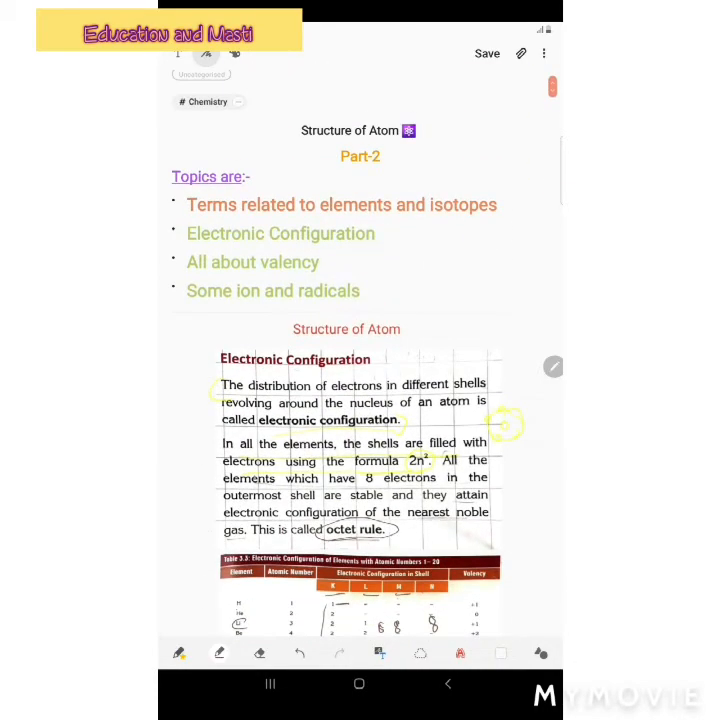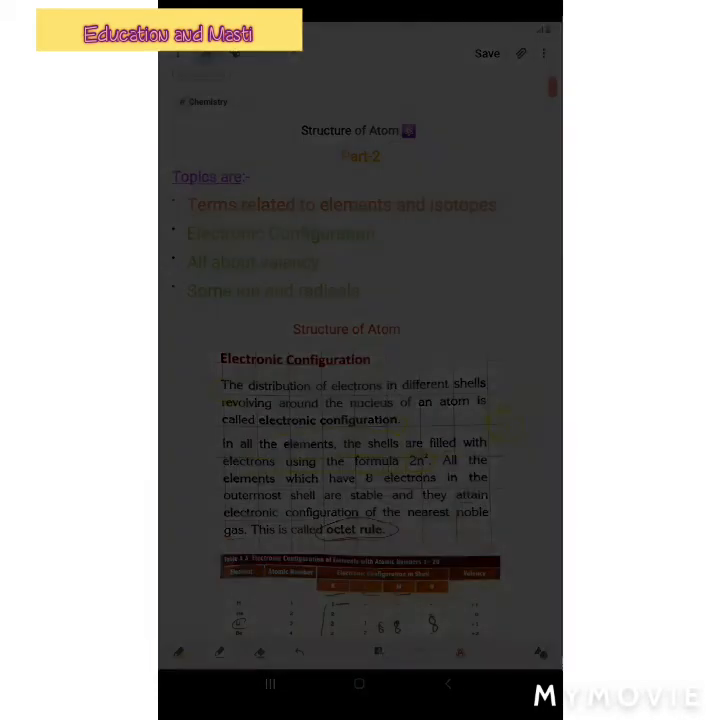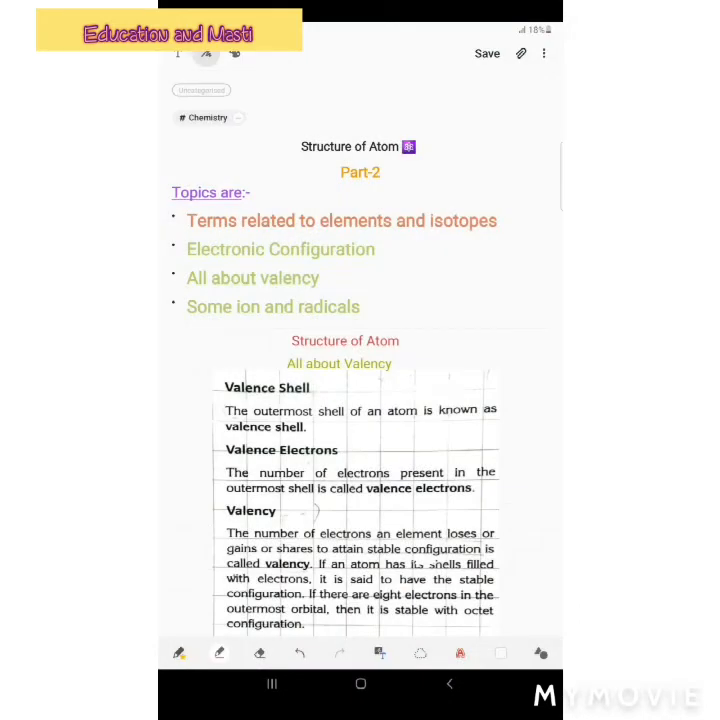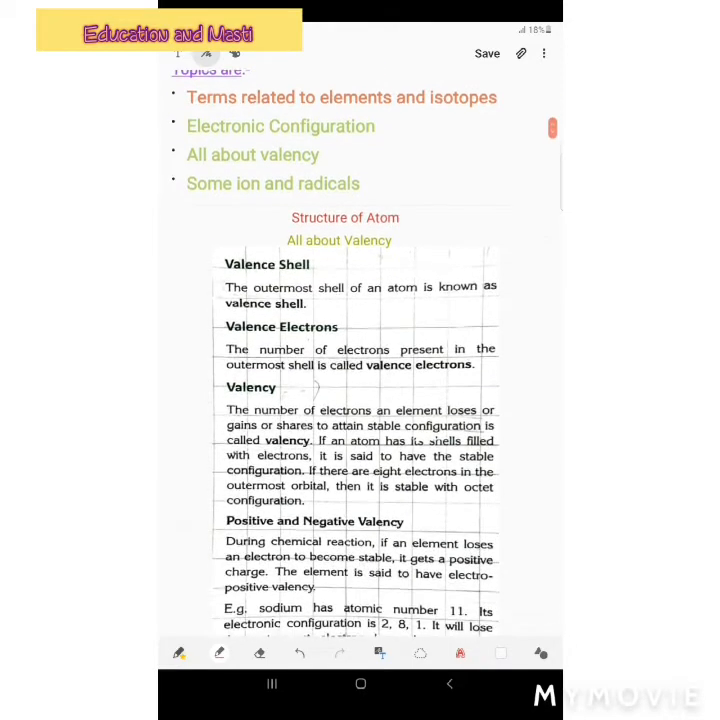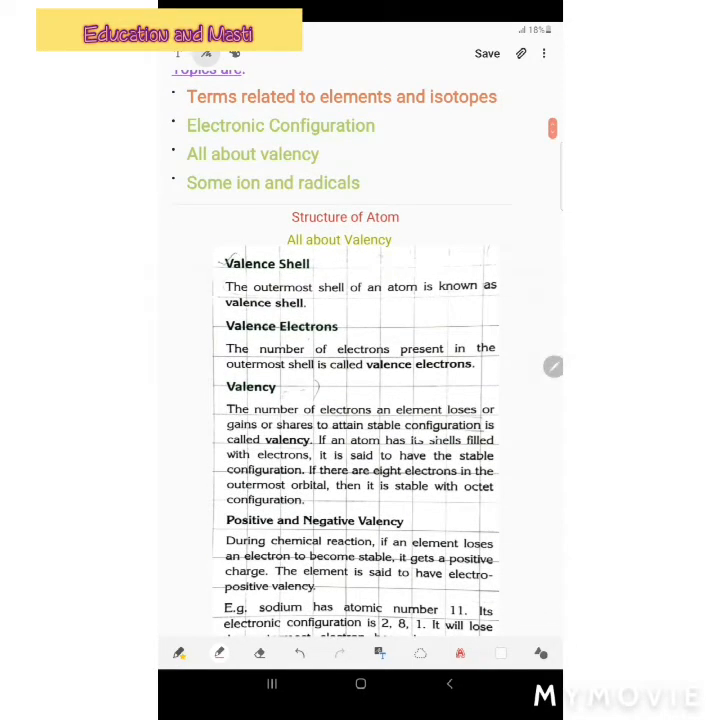Now let's start with the next topic, that is all about valency. In this topic we are going to learn about valencies. So first is the valence shell. What is the valence shell? As I've already told you, the outermost shell of an atom is known as the valence shell.